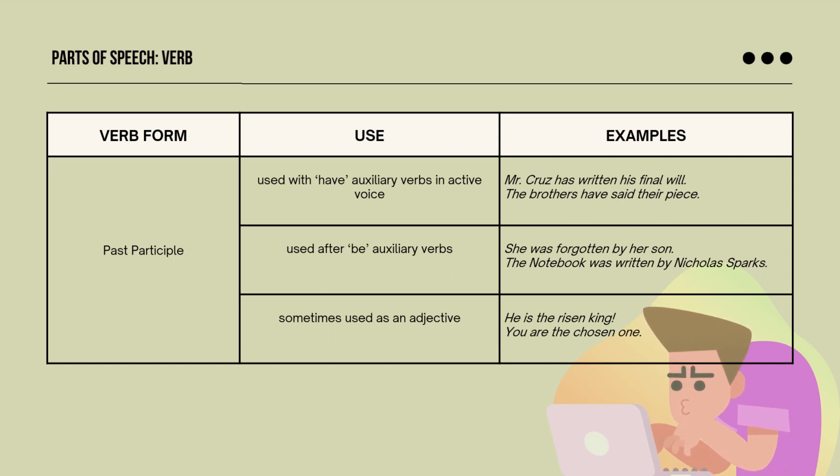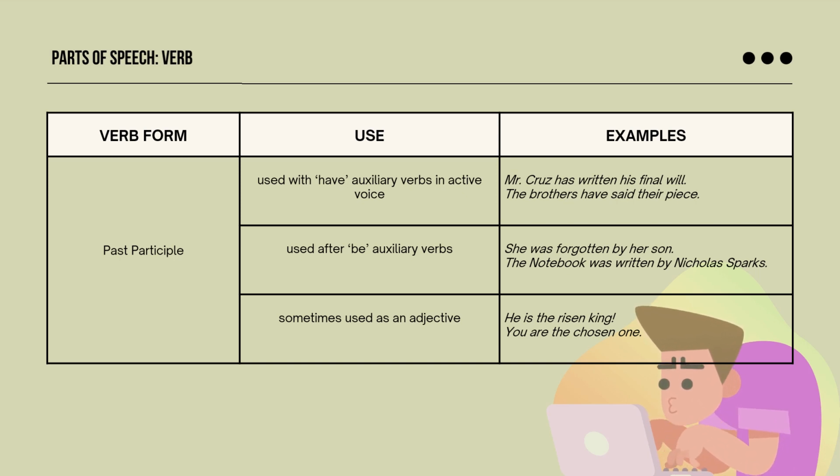So the first use of the past participle is to use it with have auxiliary verbs in active voice, meaning: Mr. Cruz has written his final will. The brothers have said their piece. Okay, next, it could also be used after be auxiliary verbs: She was forgotten by her son, and then the notebook was written by Nicholas Sparks.